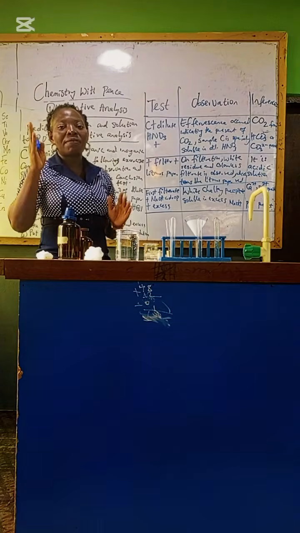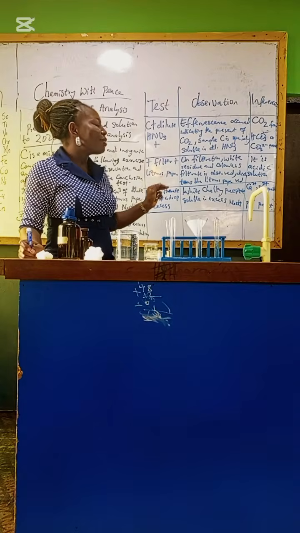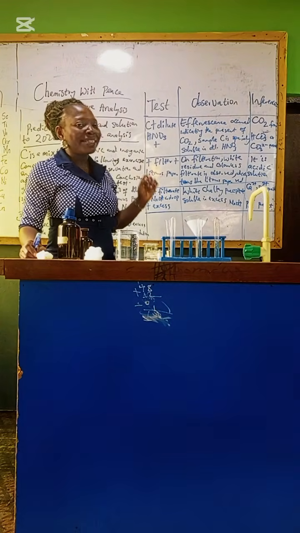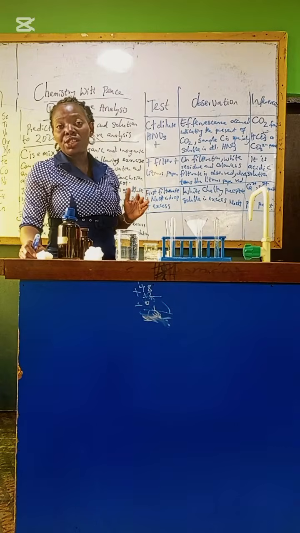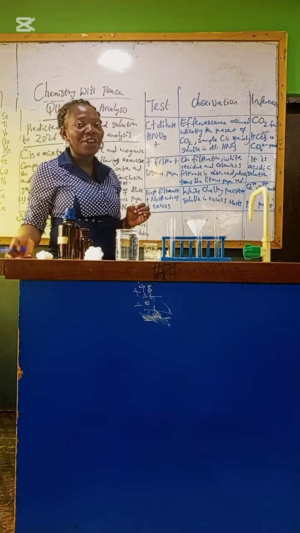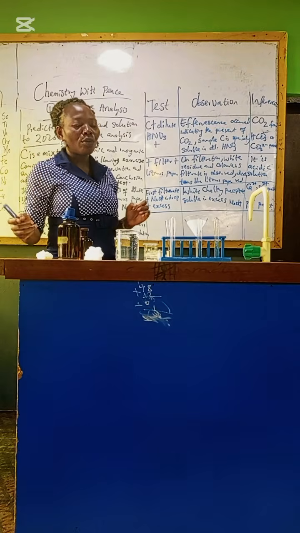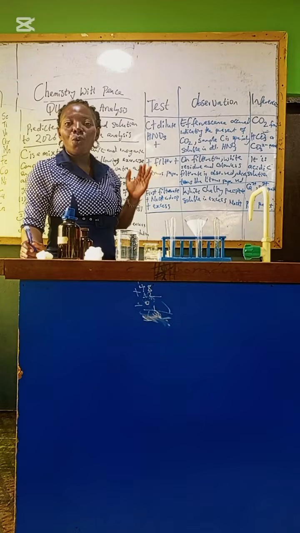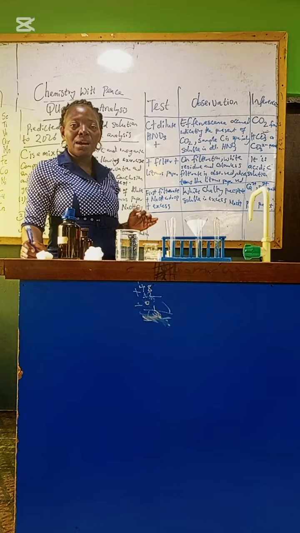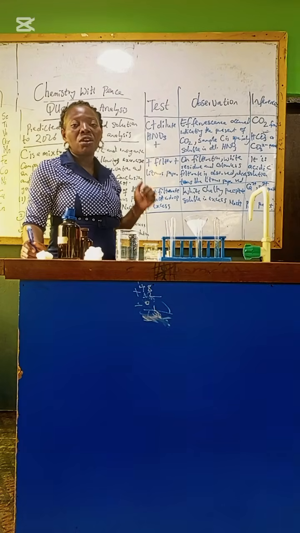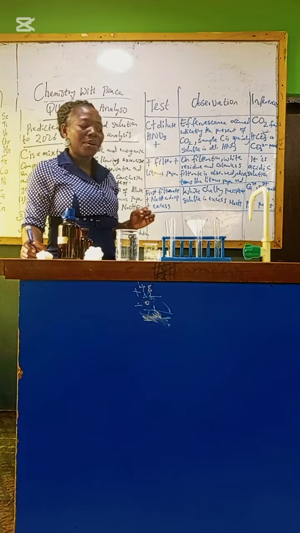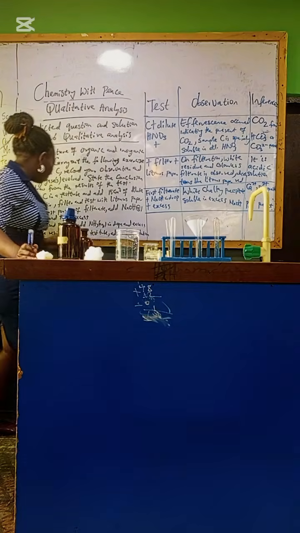Please take note of this. Don't mix them up. When it gives you wet gelatinous precipitate, that's when you consider whether it's aluminium ion or zinc ion. But when it's giving you white chalky precipitate, just know that we are talking about calcium 2 ion or lead 2 ion. Are you getting it? Don't mix them up. Now we are going to the next one.